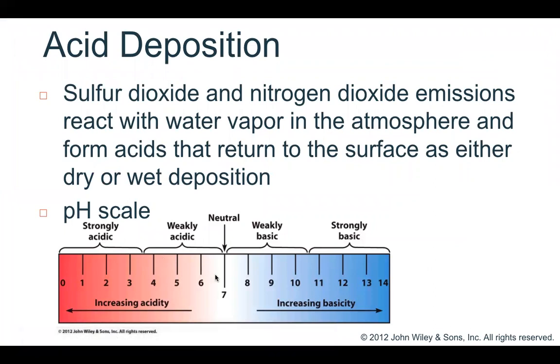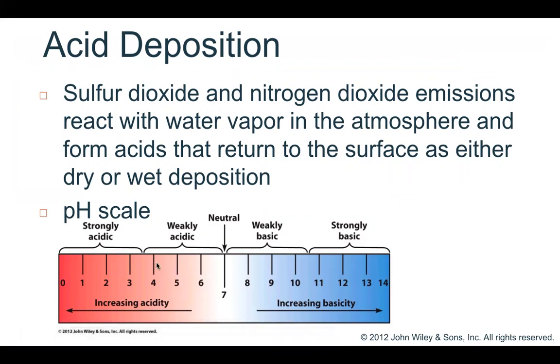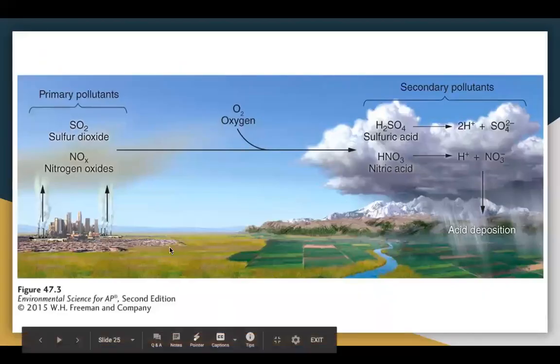Remember that the pH scale runs 0 to 14. Anything 7 or less is an acid, anything that's 7 or higher is a base. And so most of the time, rain is naturally acidic. It's sitting somewhere here in the 6-ish range. Anytime it falls below that and into this weak acid or strong acid area, we're going to call that acid deposition. And so here are the formulas that you need to have memorized.